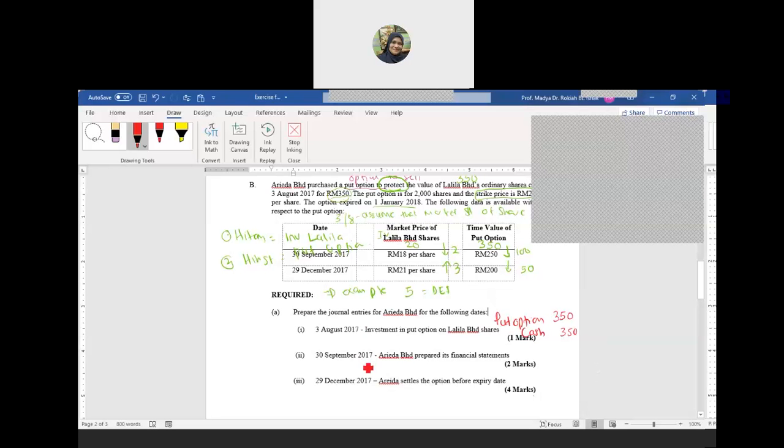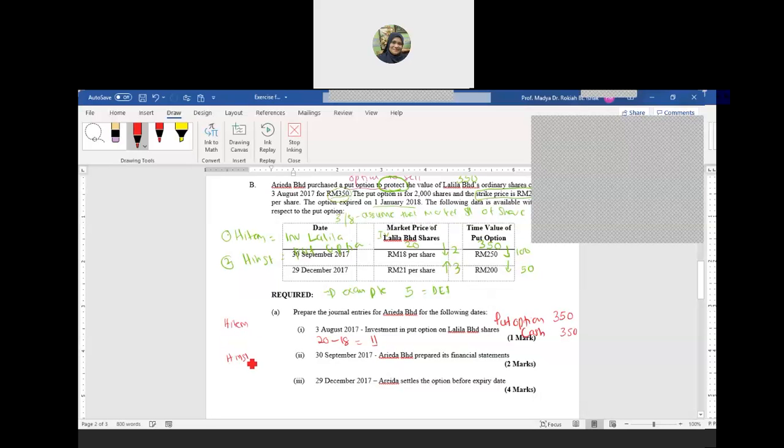Now we look at 30th of September. Here, the price of your investment reduced from 20 to 18, which means that you have a loss. So you're going to prepare two journal entries because we have two items here. One is for the hedged item and the other one is for the hedging instrument. What will be your journal entry to record the loss in your hedged item? Two journal entries here, one for the hedged item, and the other one for the hedging instrument.